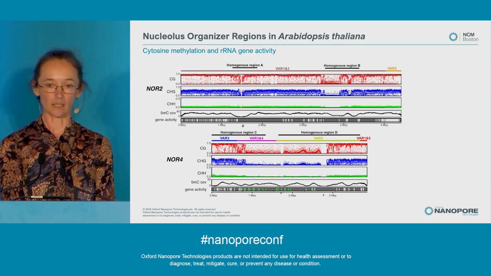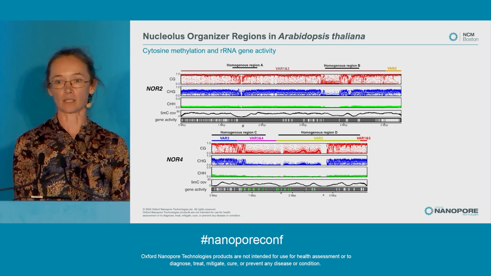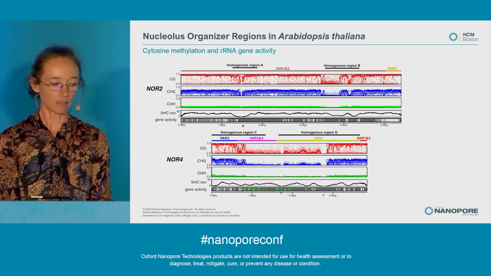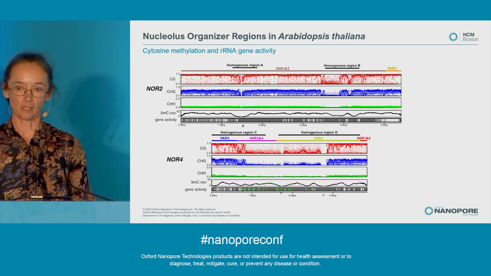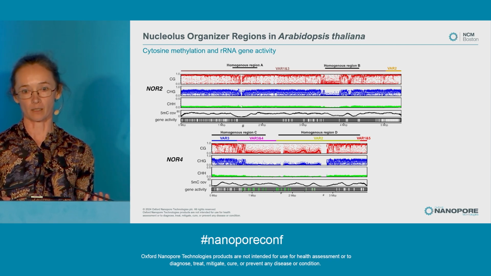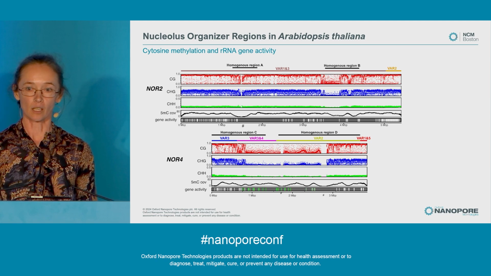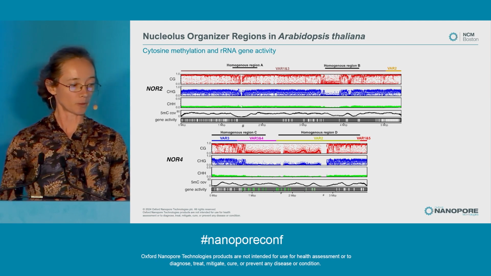If you look at the first track, the CG methylation profile, you could see that Chr2 is predominantly heavily methylated. In contrast, Chr4 has both high and low methylation profiles. The central part of Chr4 is low methylated, and this low methylated region spans almost 2 megabases. But this low methylated region is flanked by highly methylated regions on both ends of Chr4.